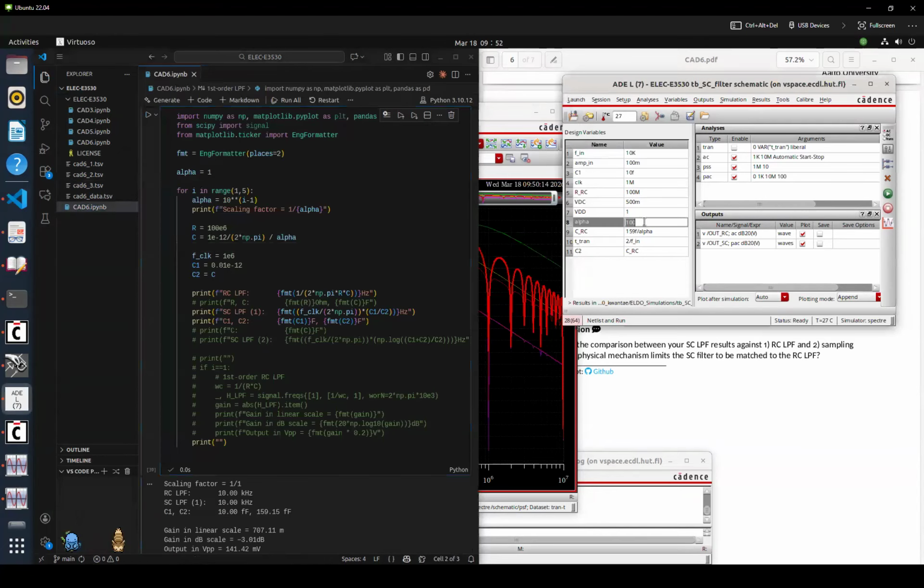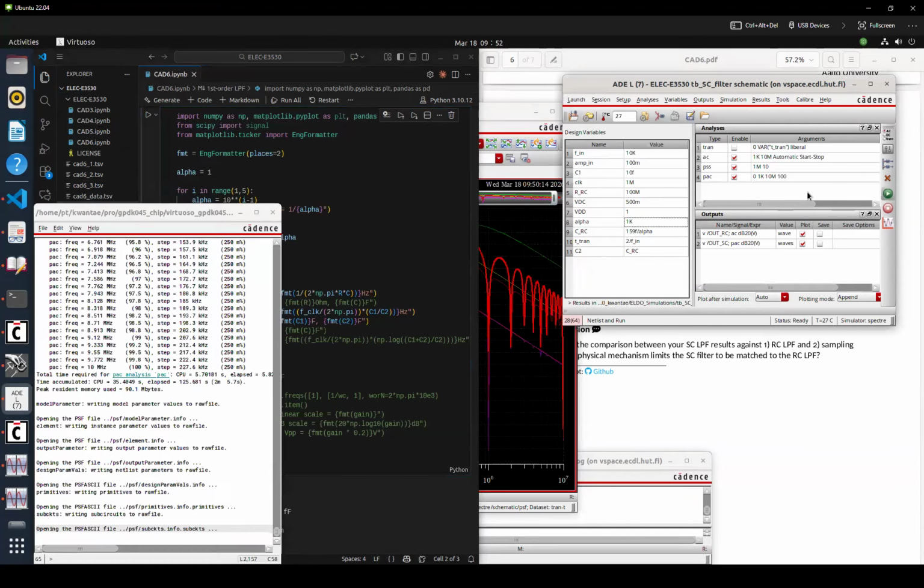Okay, for alpha equal to 1000 and run it.